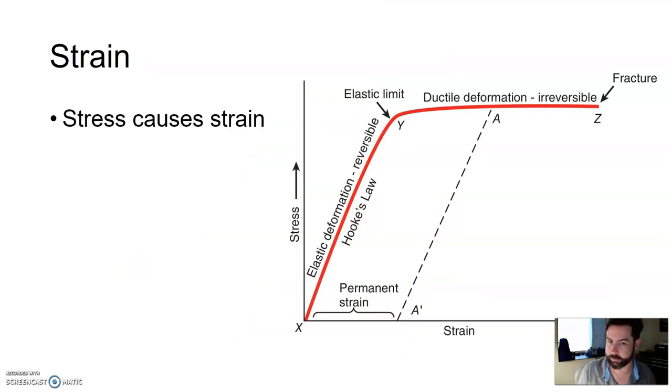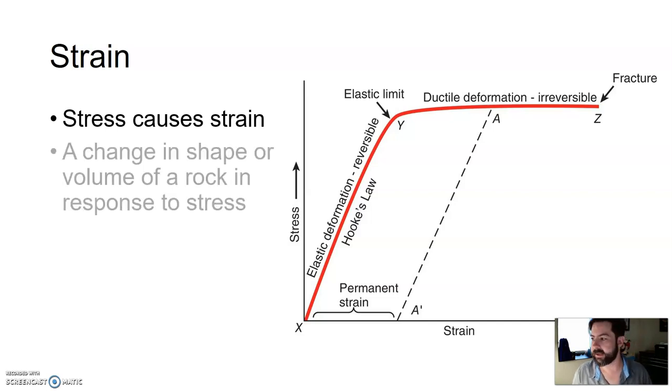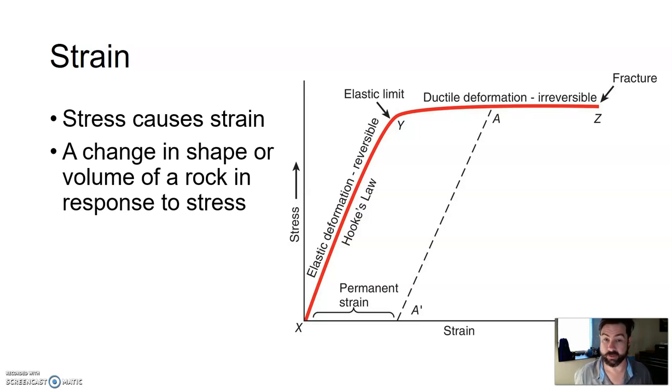Stress is the name of the force being applied to a rock unit. The strain is a change in shape or volume of a rock in response to stress. So for instance, I'm applying a compressional stress to this Play-Doh and I'm causing a strain. I'm changing its shape and possibly its volume as well. All right, so stresses cause strain. Now, what we see in this chart here is stress versus strain. So the more stress, the more force, the material acts differently.